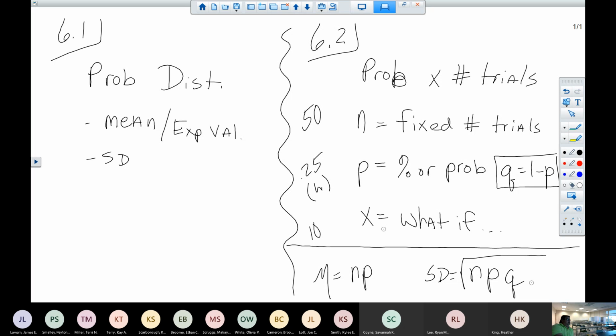Okay? So in 6.1, you're finding the mean and the standard deviation of a probability distribution. And in 6.2, it's going to be a different type of question, and it's going to just ask you what is the probability or the mean or the standard deviation. And it's only giving you N, P, and X. Okay.